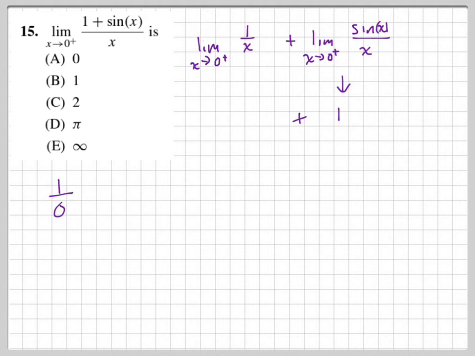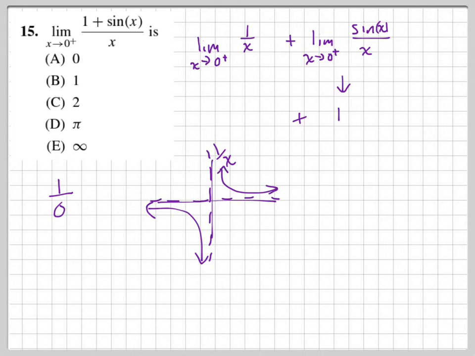This one right here, the best way I can think of to do this is think about the 1 over x graph. The 1 over x graph has an asymptote right at x equals 0. It also has a horizontal asymptote. And your graph goes something like this. And so if we're approaching 0 from the right, this function is approaching infinity. So it looks like we have infinity. And infinity plus 1 is still infinity. So that's going to be our answer.